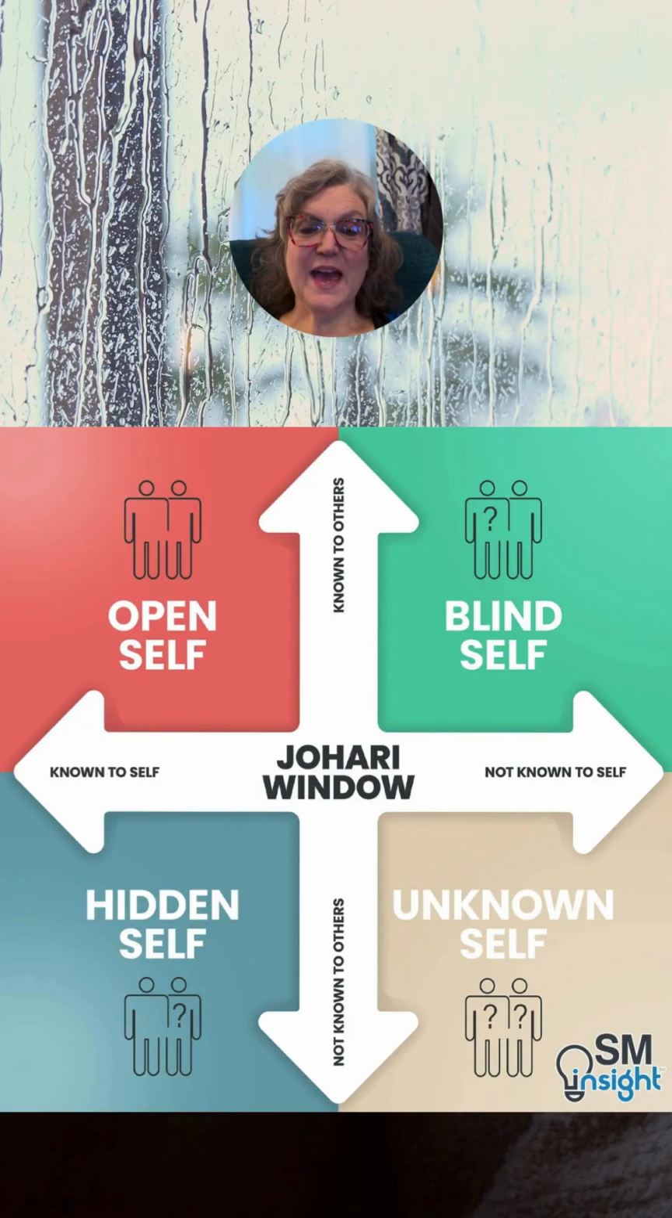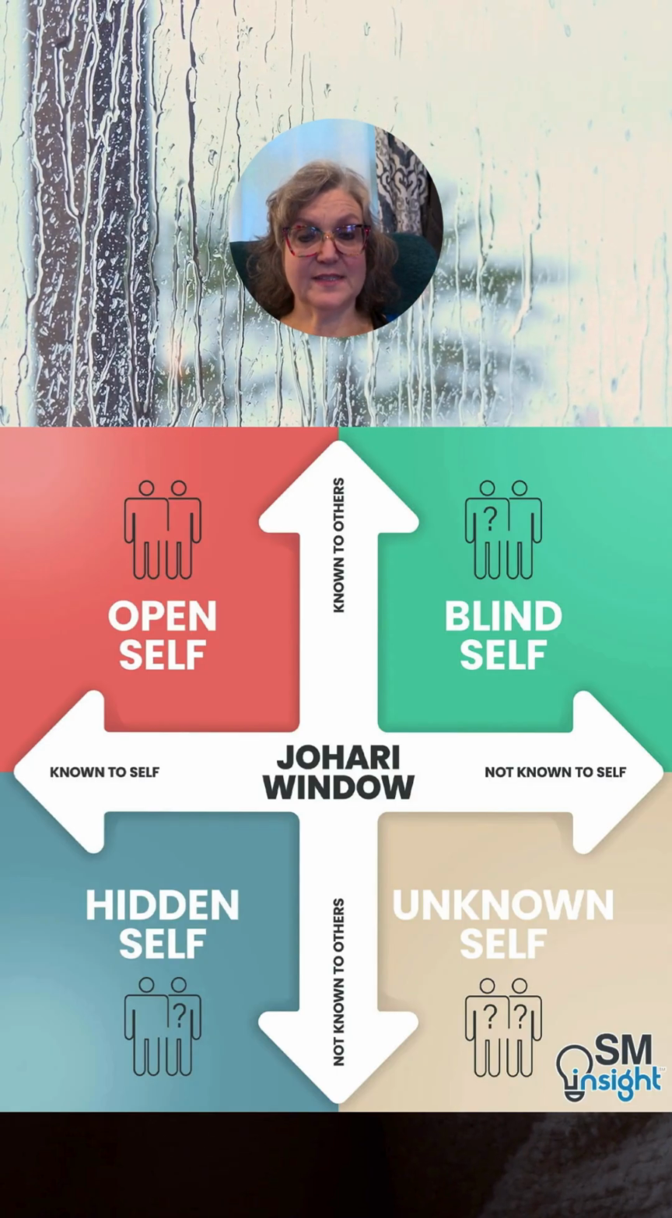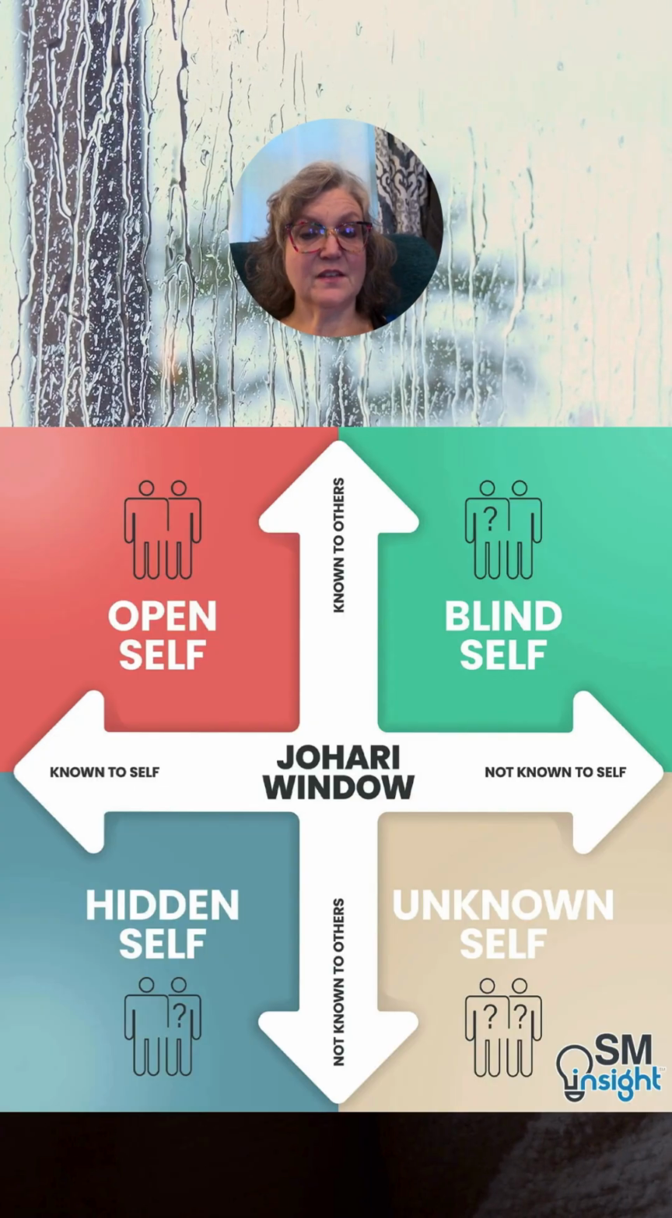The Johari window has four parts, or what we may call as consultants a 2x2. In the top left corner is the open self, top right is the blind self, bottom left is the hidden self, and bottom right is the unknown self.